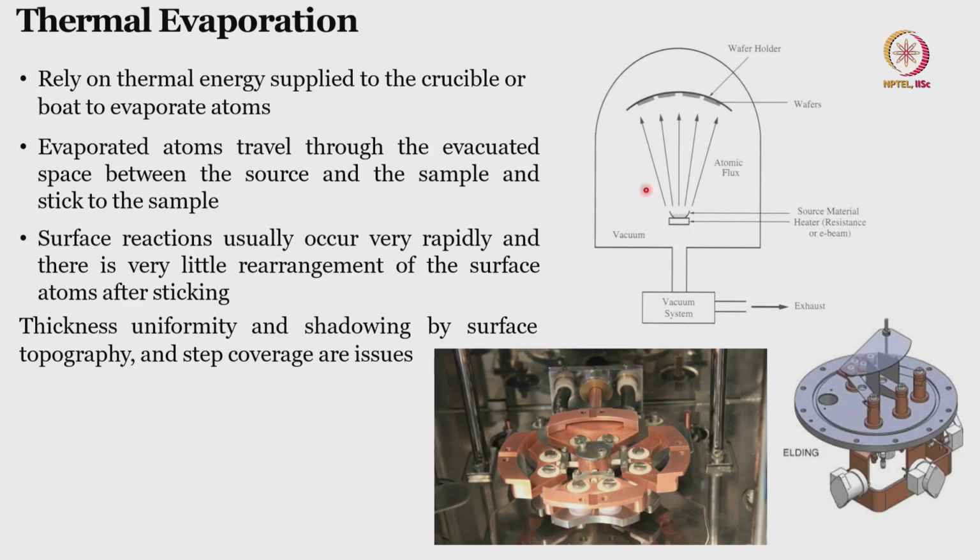This is a vacuum system. There is a source material or a heater, and a wafer holder with wafers. Thermal evaporation, as we have discussed earlier, relies on thermal energy supplied to the crucible or a boat to evaporate atoms. Evaporated atoms travel through the evacuated chamber and reach the substrate. Surface reaction occurs very rapidly, so there is very little time for rearranging the surface atoms after sticking, and that's why the deposited film is generally amorphous in nature.